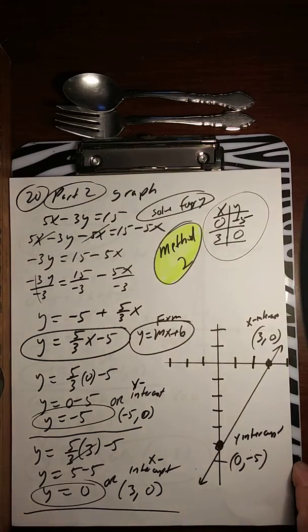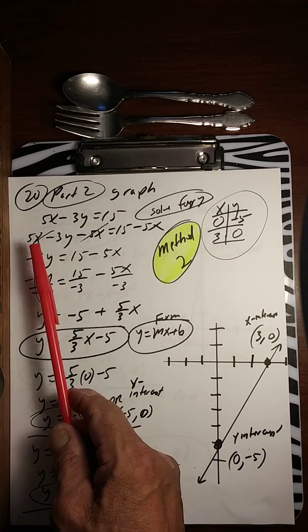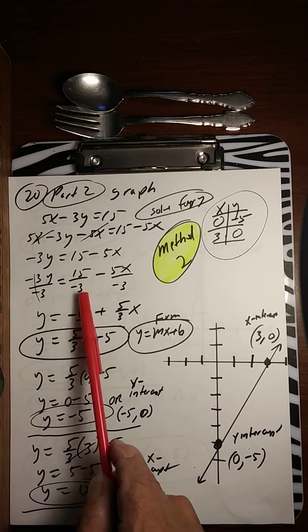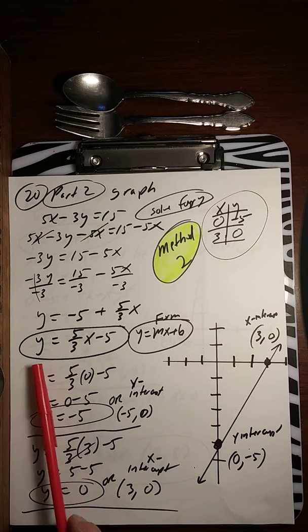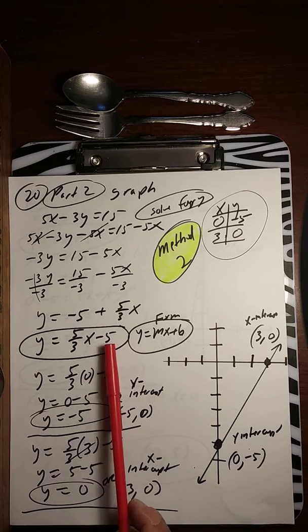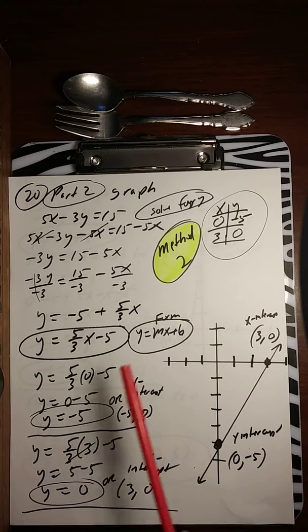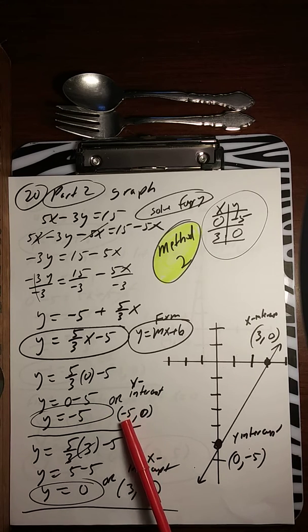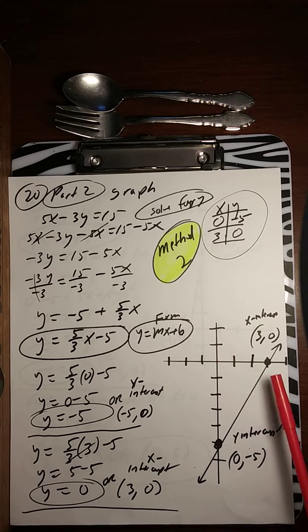Or, second method, we're going to solve for y. Minus 5x, negative 3y equals this. Divide by negative 3, divide by negative 3. So y equals negative 5 plus this. Flip it: y equals 5/3 x minus 5. Now let's pick some numbers. 0: 0 times that is 0, minus 5, negative 5. 3: 3 goes there, 3 and 3 cancel out. So you have 5 minus 5, which is 0. So we have 0, negative 5 and 3, 0.